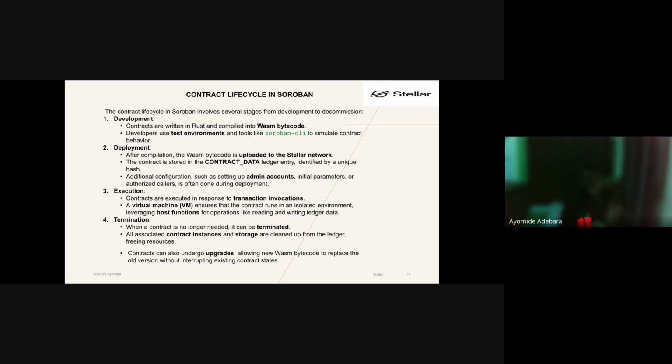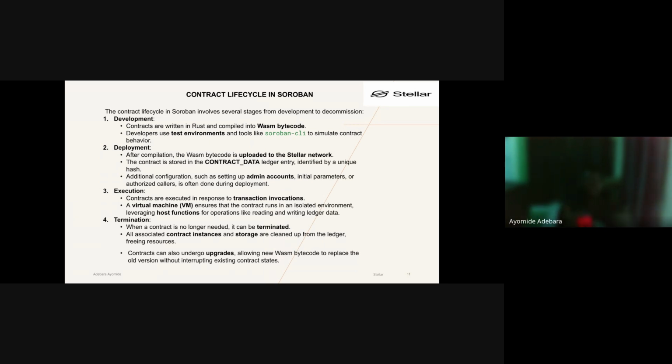So I'll continue from here. The contract life cycle in SOROBAN has several stages from development to decommission. What does development to decommission mean? This means right from the beginning, when you start writing the smart contract, to the point whereby the smart contract is no longer on the Stellar core. Those are the stages. So what exactly do these stages look like?